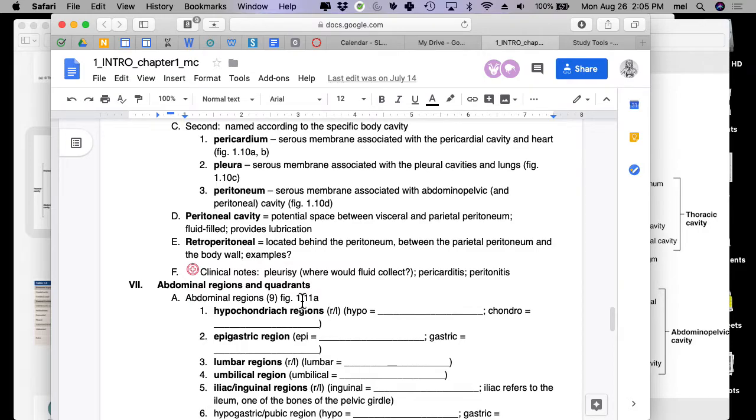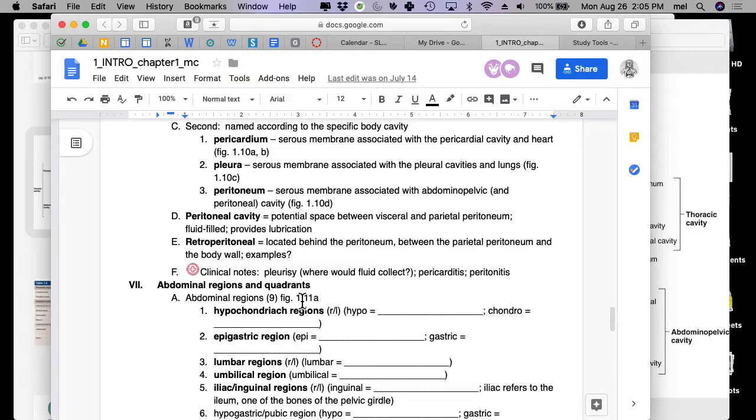Okay, but if I open it up and I touch the wall that is surrounding the right lung, then I am touching parietal what? Parietal pleura. Does that make sense to you? Parietal pleura? Okay, I'll show you pictures in just a second.